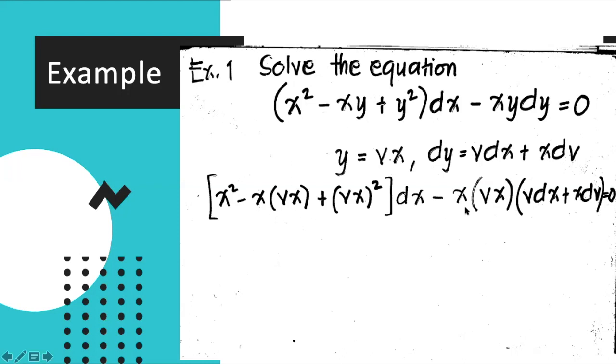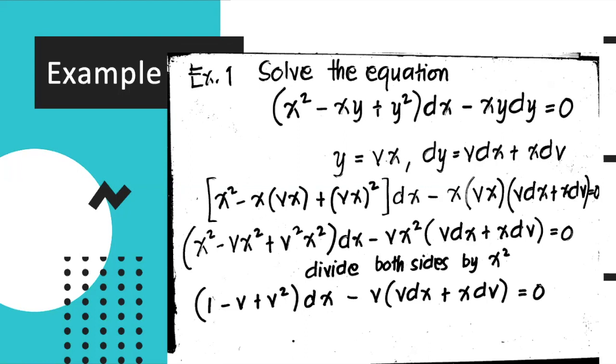In this line, dapat wala ka nang makita dyan na y because you already replaced it by vx and v dx plus x dv for the differential. Clear? Yes, sir. So the equation here should contain variables x and v. Dapat wala nang y dyan. Okay, clear na tayo. Now, the next step is, okay, magic.